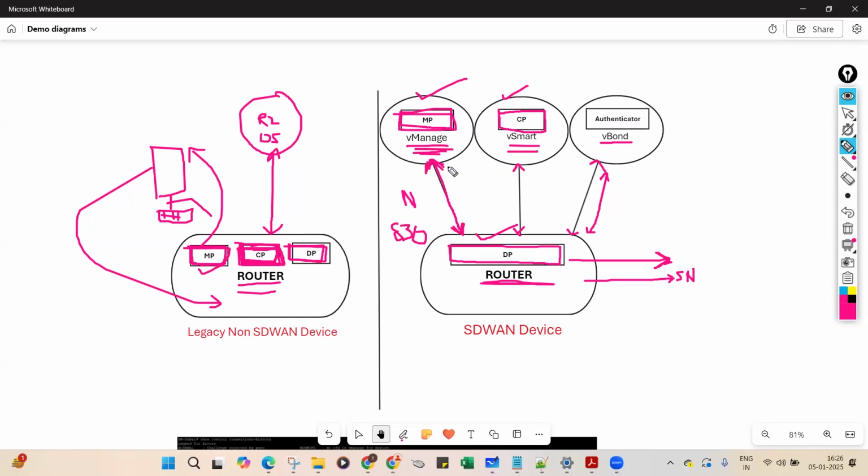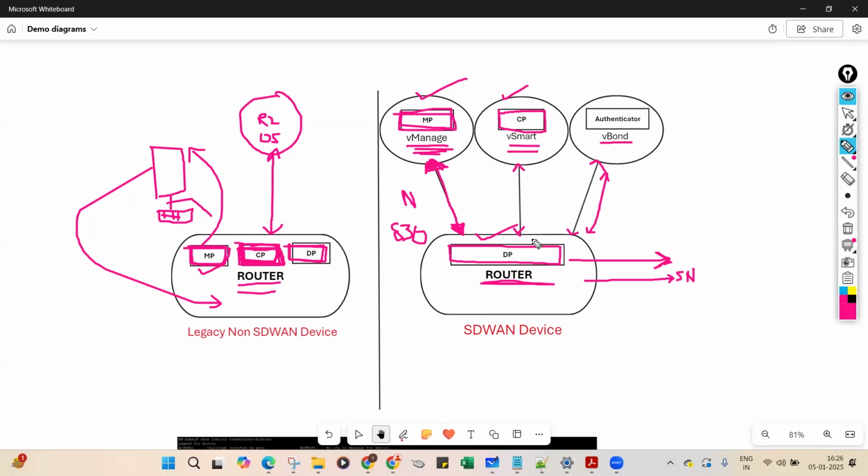Apart from pushing the configuration, it will also start monitoring the health of these devices via ICMP echo request and response. Apart from that, it will also check the health and liveliness of the device via the SNMP protocol using UDP ports 161 and 162.